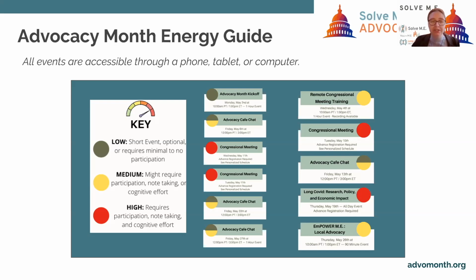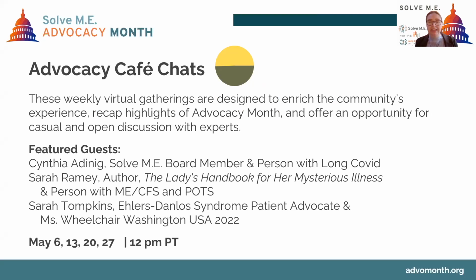But speaking to your question, Jesse, about opportunities for people to connect with one another, the Advocacy Cafe chats are exactly what we designed new this year for this purpose. A gathering virtually every week designed to enrich your community experience, recap highlights of Advocacy Month, and offer an opportunity for casual and open discussion with experts and each other. So we have our amazing featured panelists who will be there for every cafe to facilitate. But that's a really great way, especially this upcoming Friday on the 6th at, once again, 12 p.m. Pacific time, 3 p.m. Eastern time.